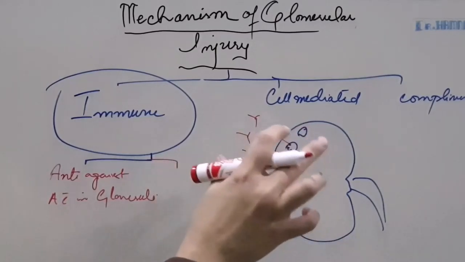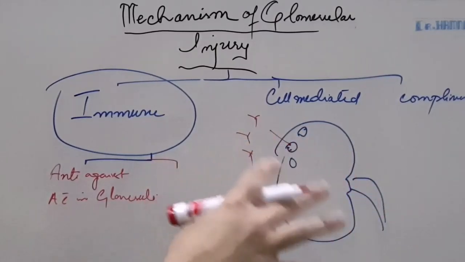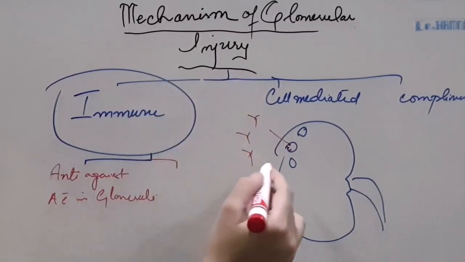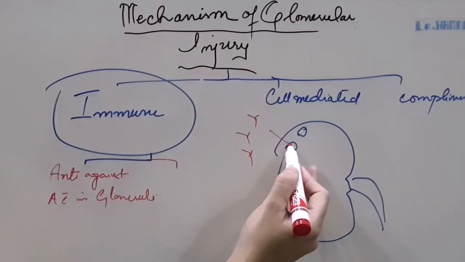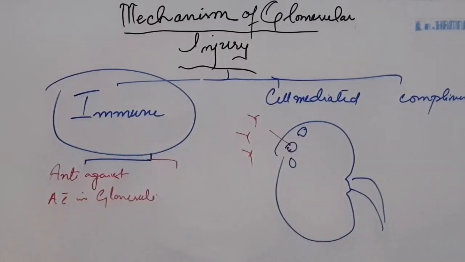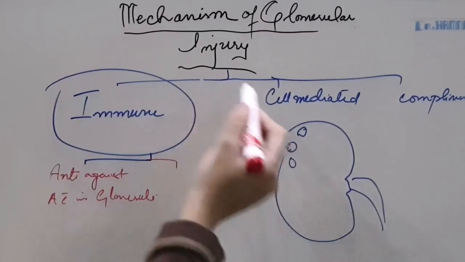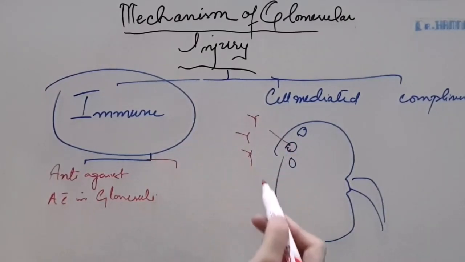Then second form is antigens were not a part of the normal structure of the glomeruli, but they were planted there. How can that happen? For example, in post-streptococcal glomerulonephritis, the streptococcal exotoxin B is deposited via blood into the glomerular basement membrane in the subendothelial and subepithelial spaces. So that antigen binds with the circulating antibodies and leads to glomerular damage. So that is another example.